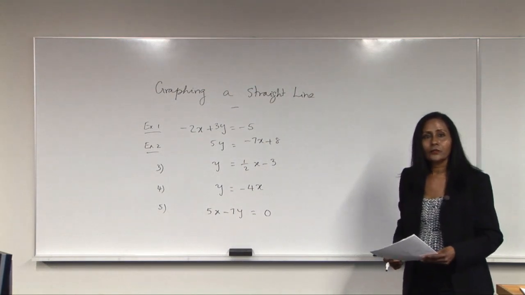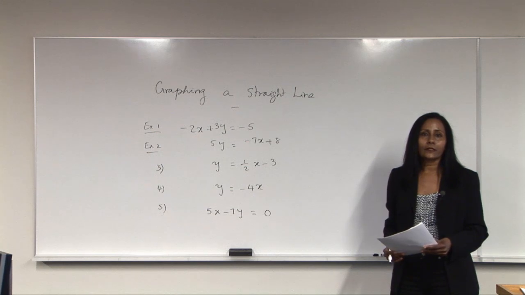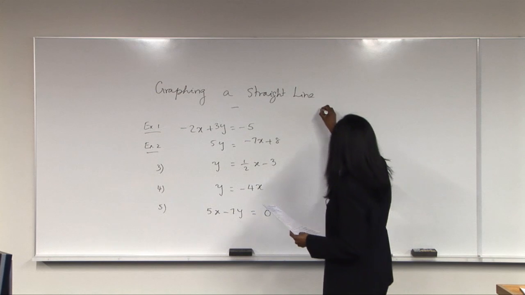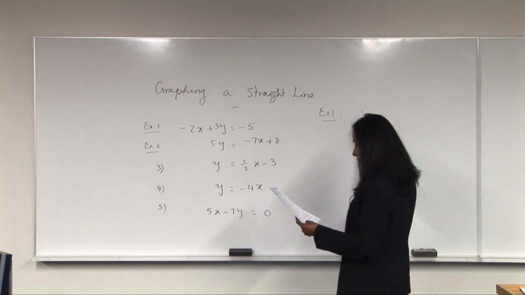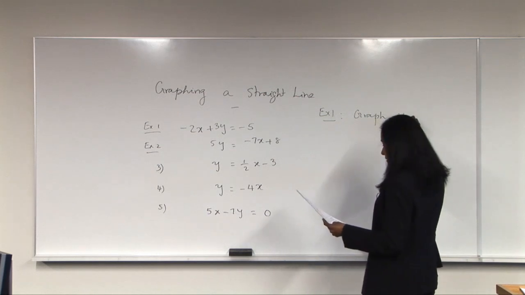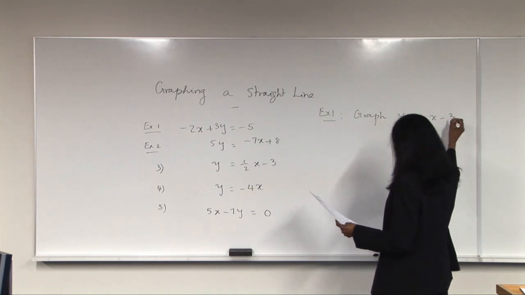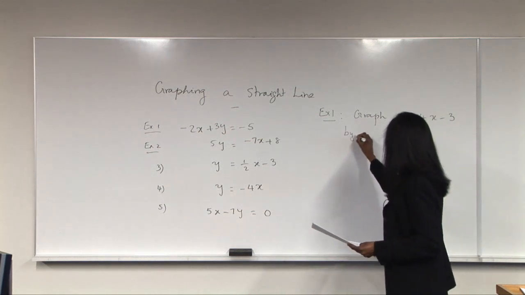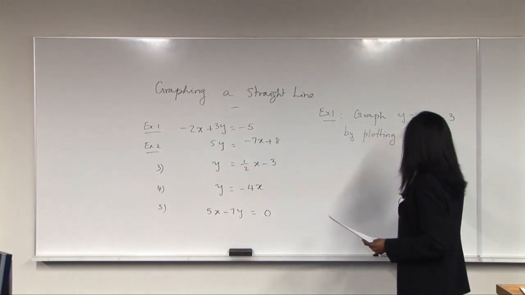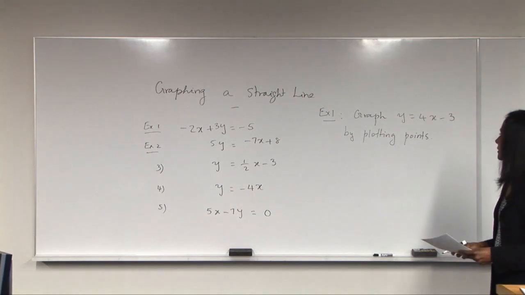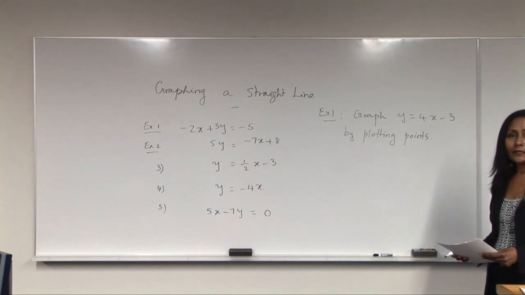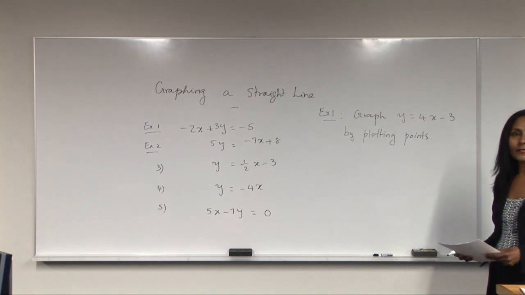Now you are going to see how to graph these type of linear equations. So I'm going to start with an example. So example 1, the question here is graph the linear equation y is equal to 4x minus 3 by plotting points. So I'm going to tell you how to graph this linear equation by using a step-by-step process.